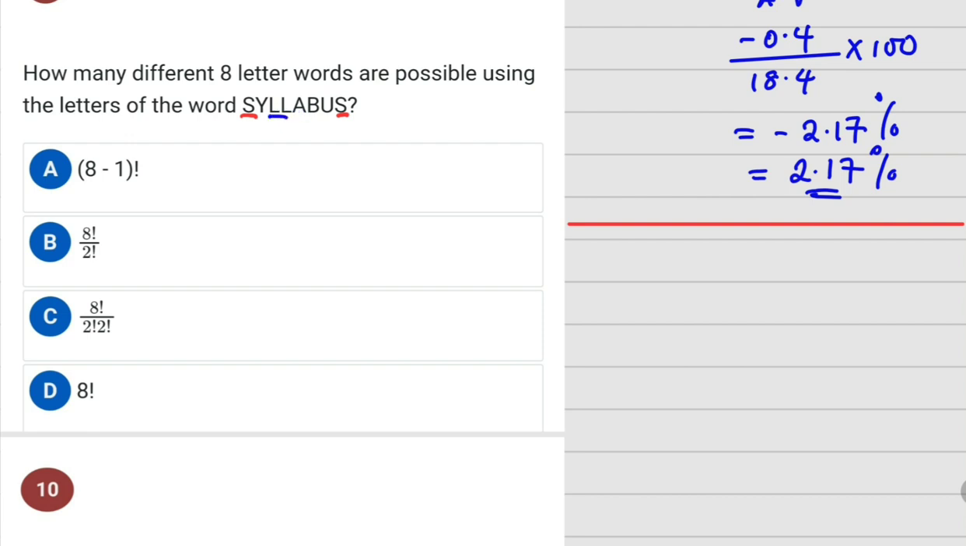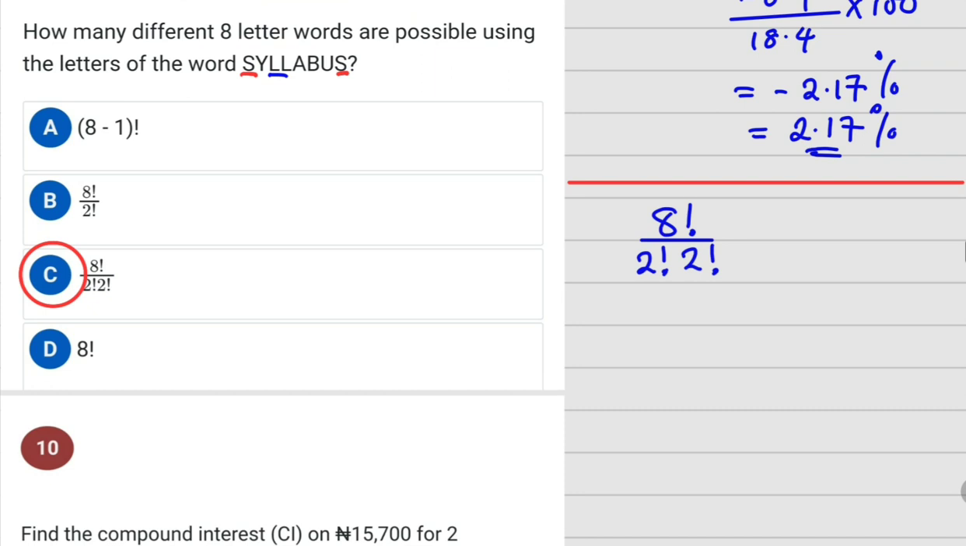Okay. So the way to do this work is, you count how many letters are in the word. So we have 1, 2, 3, 4, 5, 6, 7, 8. So we have 8. So it's going to be 8 factorial all over 2 factorial for the S's, and the L's are 2, so we have 2 factorial. So it's as simple as this. No stress. Okay, so the answer is C. So we come here, we pick our C as our answer. Okay, so let's go to number 10 now.